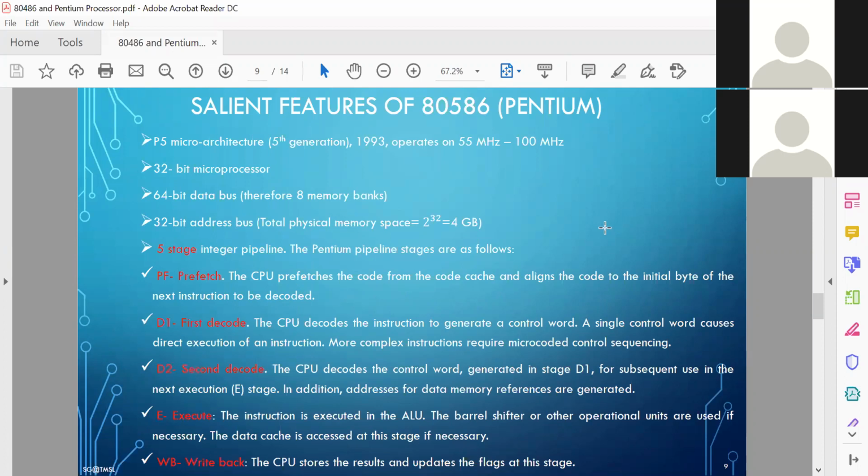Do you have any queries, any doubts relating to the 80486 microprocessor? Do you have any queries?